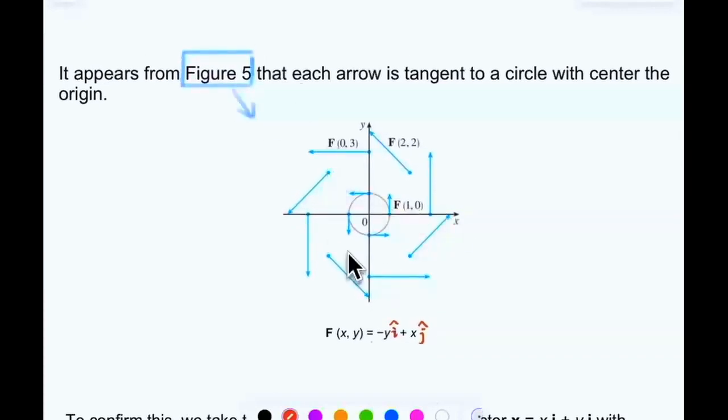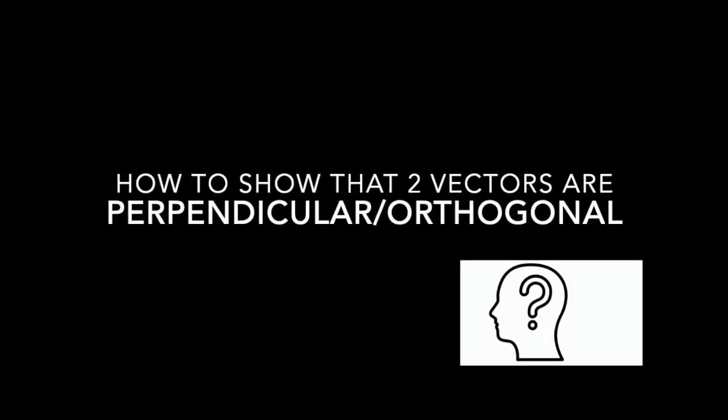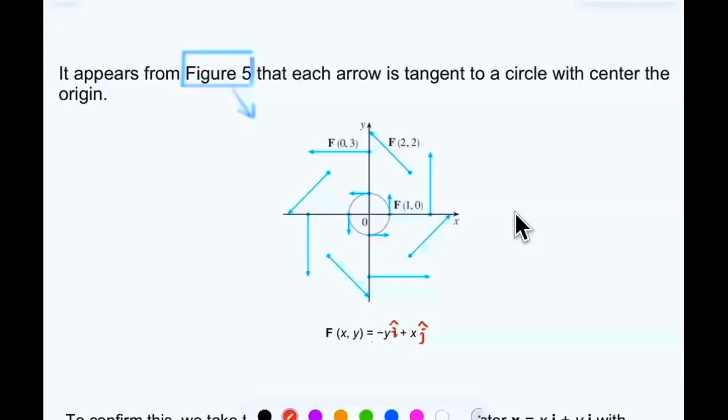From this picture, we kind of suspect that each arrow is tangent to a circle with center at the origin. Look at the arrow. It looks like each arrow is tangent to a circle with the center at the origin. But how can I confirm this? Yes, you take the dot product. So you can take the dot product.